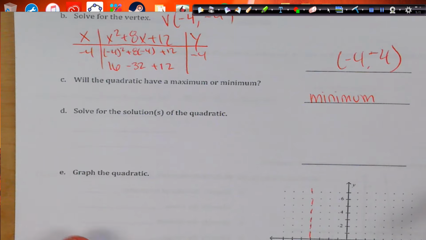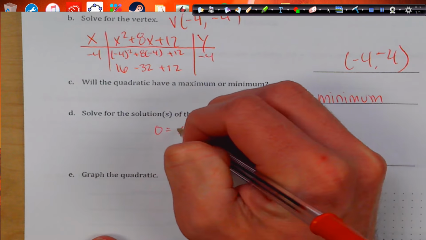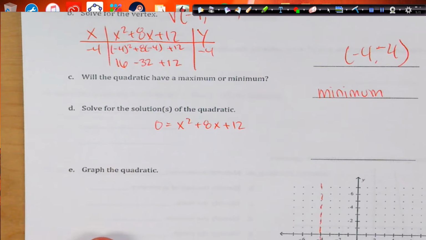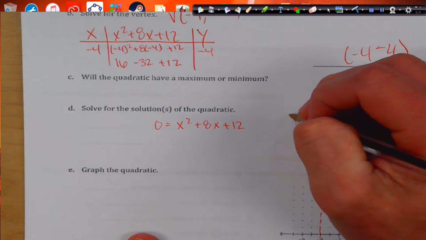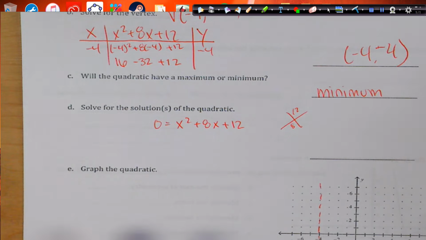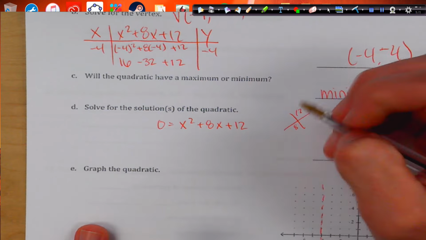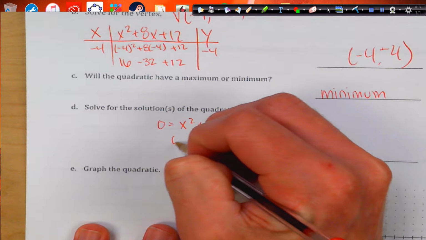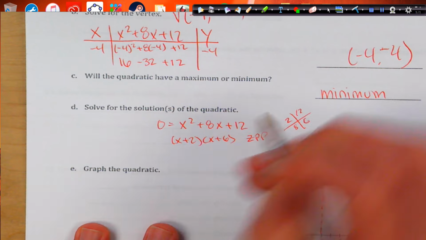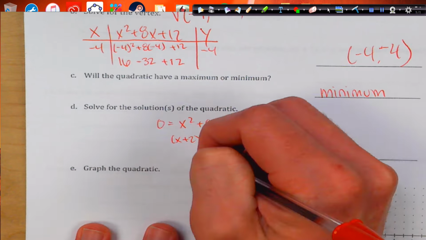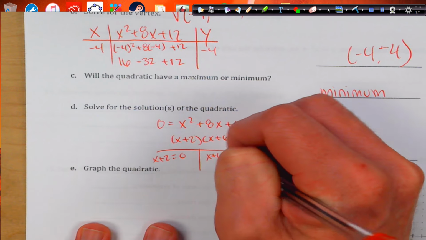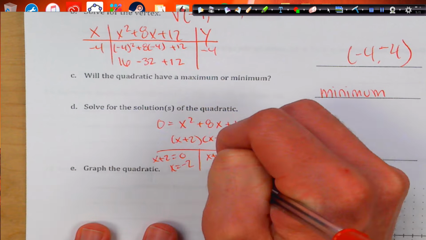Solve for the solutions. So we're going to do 0 equals x squared plus 8x plus 12. This looks like it's a standard one that we could factor, so I could think to myself what two numbers multiply to 12 and add to 8. And let's see, we got 1 and 12, that doesn't do it. 2 and 6, that will work. So you get x plus 2 and x plus 6. Then we have to use the zero product property to actually solve for it. So we get x plus 2 equals 0 and x plus 6 equals 0. That's going to become x equals -2 and x equals -6.